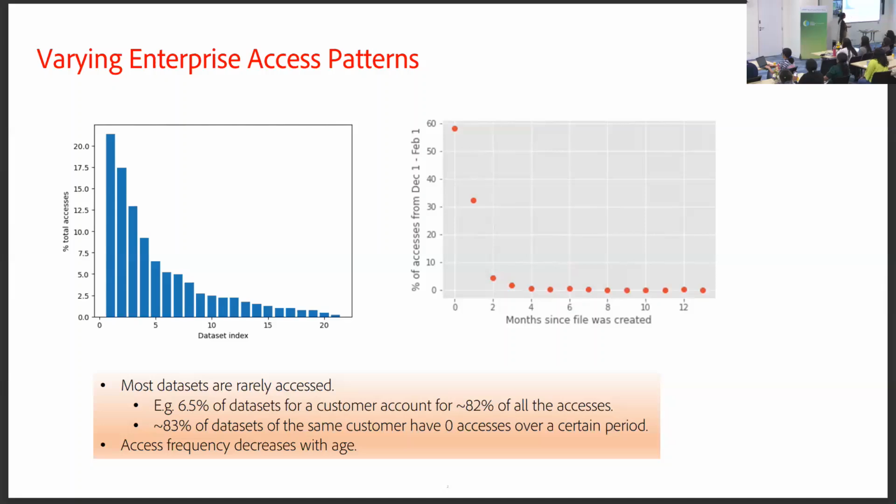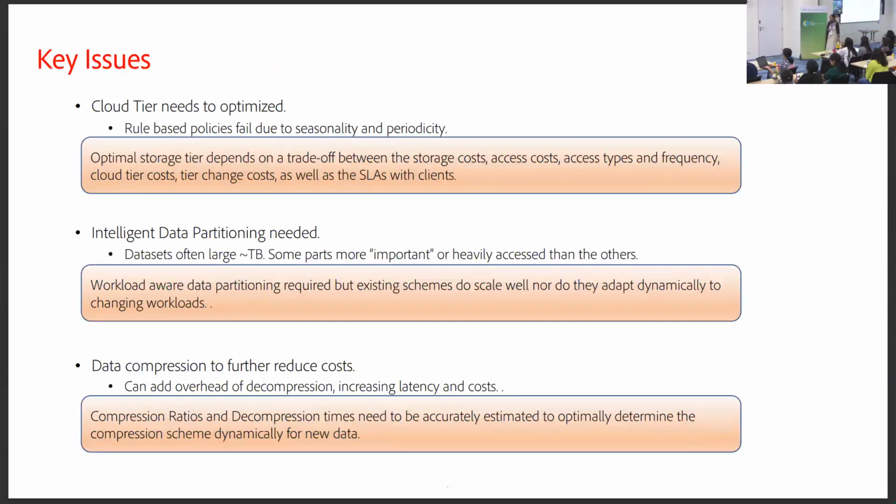But we do not analyze all of this, and we put everything in the premium and hot tier because we do not want to violate SLOs or something like that. Again, more than 80% of data sets have 0 accesses from customers over the period of time that we analyzed. Also, the access frequency often decreases with age. So this brings several key issues that we wanted to address in this work.